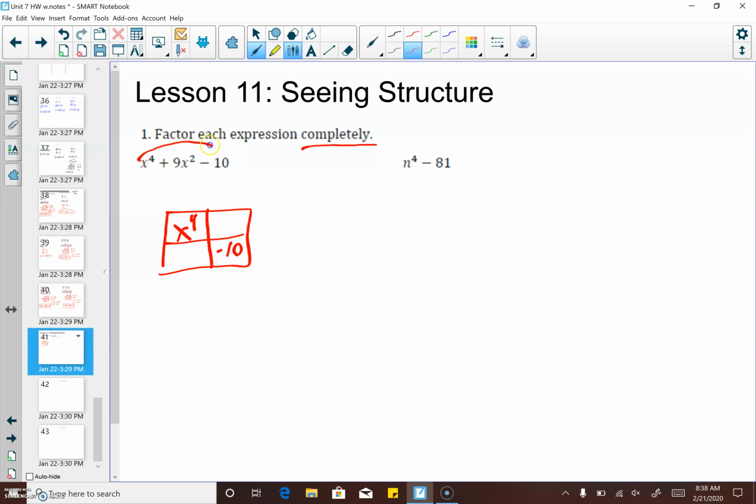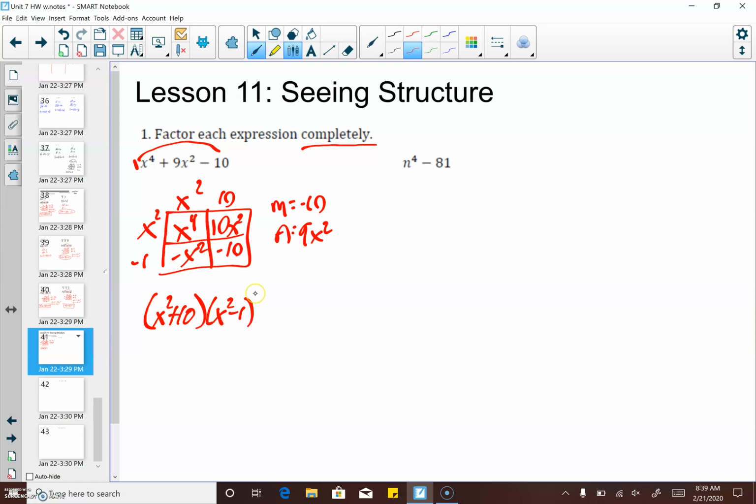First term top left, last term bottom right. We multiply our imaginary 1 by our negative 10. So two numbers that multiply to negative 10 and add to 9x squared. That would be a positive 10x squared and a negative 1x squared. And remember, when you put your like terms in, they have to have the same sign as your middle. GCF the top row, x squared times x squared is x to the fourth, x squared times 10, x squared times negative 1, and then we get negative 10. So our two parentheses are x squared plus 10 and x squared minus 1.